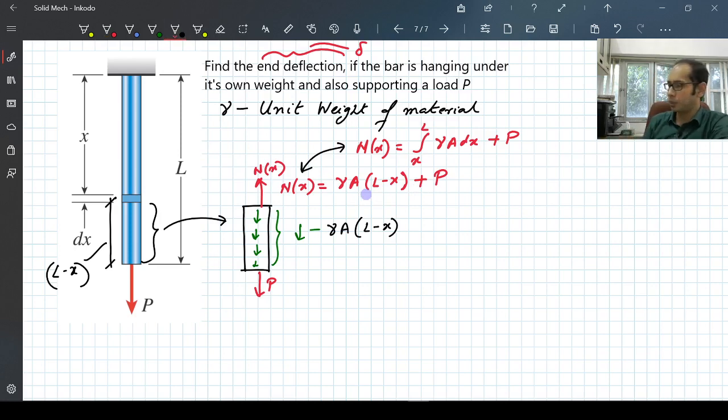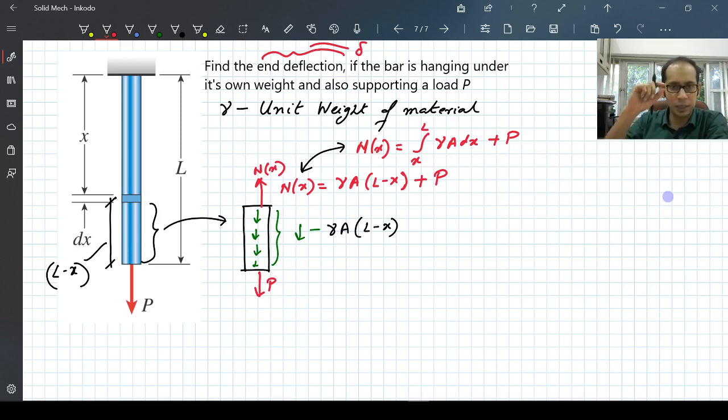Same thing. So now that we have the N of x, what we are trying to find is the end deflection delta, right? So let's write the formula for that one. So we have delta, or the d delta for this small element dx.